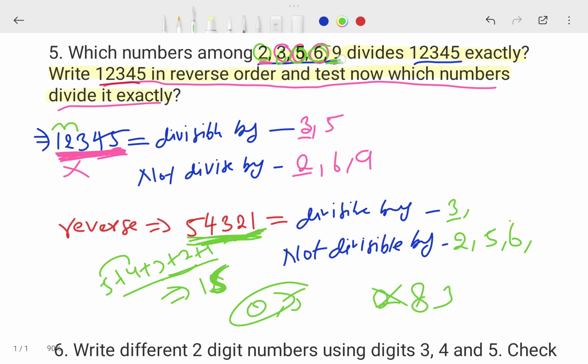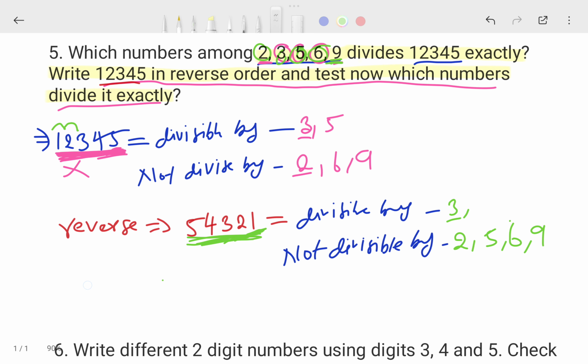Now we have to check 9. In the 9 table, is 15 there? No, it's not there, so it is not divisible by 9. So this number, when I take it in reverse, is divisible by only 3. Originally it was divisible by 3 and 5. Okay, is it clear?